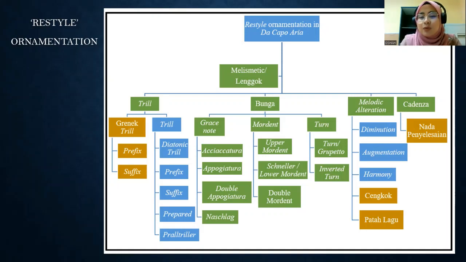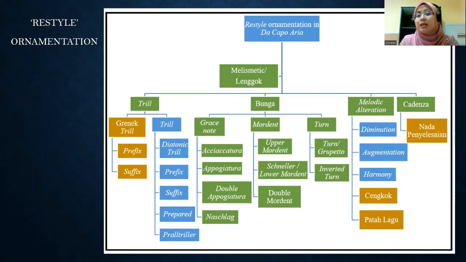Whereas this one is similar, with Malay ornamentation and also Western ornamentation, but of course the approach will still be the same, which is the techniques. Grace note will have acciacatura, appoggiatura, double appoggiatura, and nashlak. Mordent will have upper mordent, schnelle or lower mordent, and double mordent. Turn will have turn or gruppetto and inverted turn.